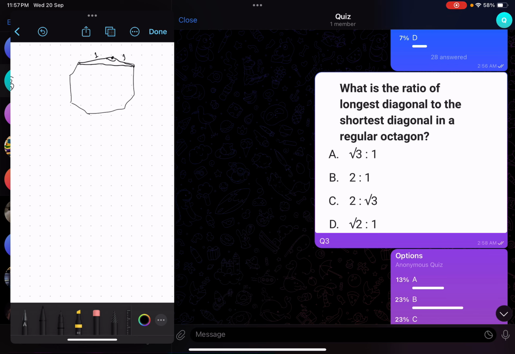Again the formula, I told you that it has a lot of use cases, so use that again. 8 minus 2 into 180 divided by 8, that is n minus 2 into 180 by n. So 6 into 180 by 8, cancel it by 2: 2, 4, 8, this will be 90, this will be 2, this will be 3, 45. 45 into 3, 135. So this angle is 135.